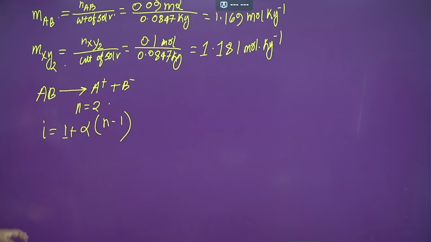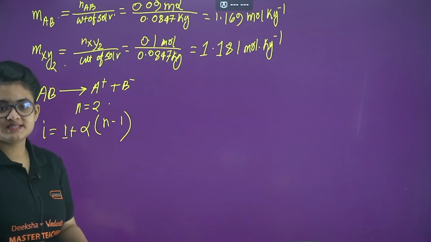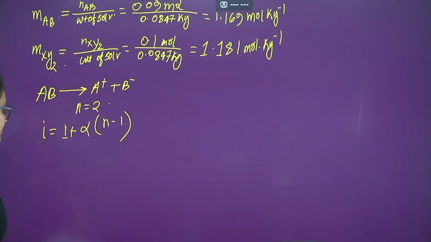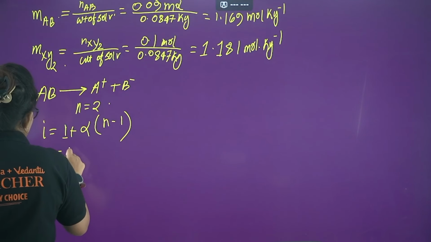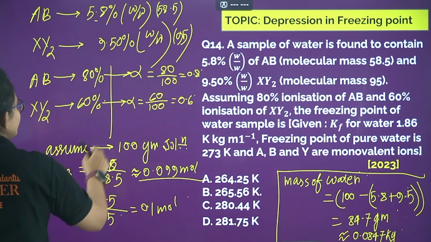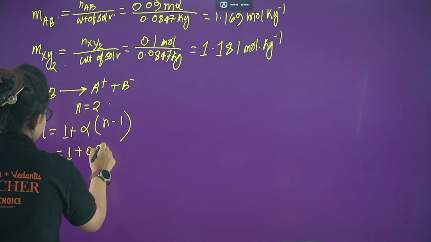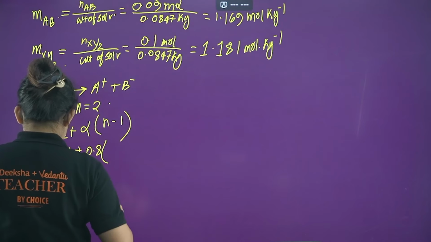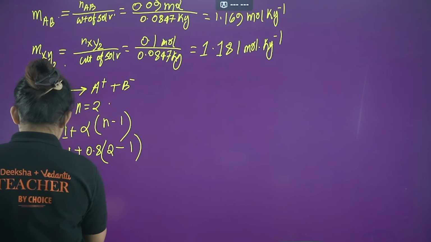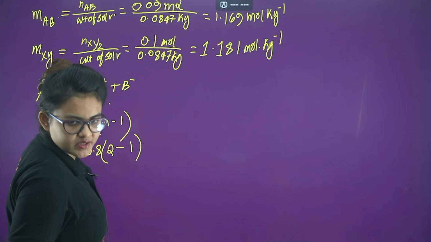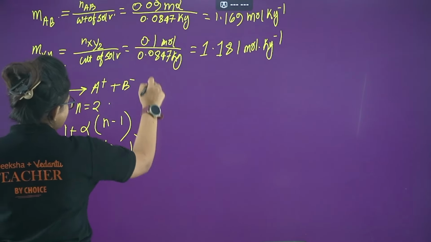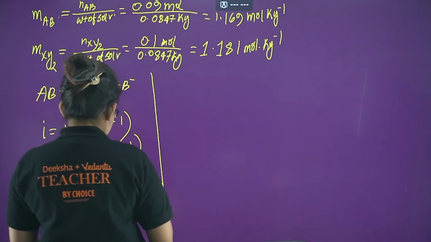Whenever the molecule dissociates to give abnormal molecular weight, this is the formula of i. So let's put the value here: 1 plus, here you can see we need the alpha value. Alpha for AB was 0.8. So 0.8 into (2 minus 1). If you calculate this, your value should be 1.8.